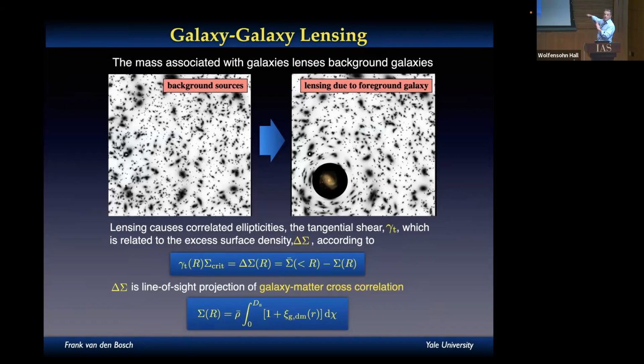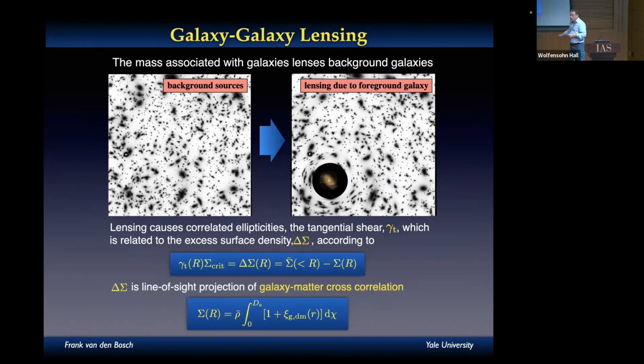Now, this is highly exaggerated. In reality, you can barely see this. It's a really, really tricky measurement, but it can be done. And the strength of these shear distortions, which we express in terms of something called the excess surface density, don't worry about it, it's just related to the galaxy-dark matter cross correlation. Because what you're measuring is how much dark matter is associated with this galaxy, because it's the dark matter that's doing the lensing.